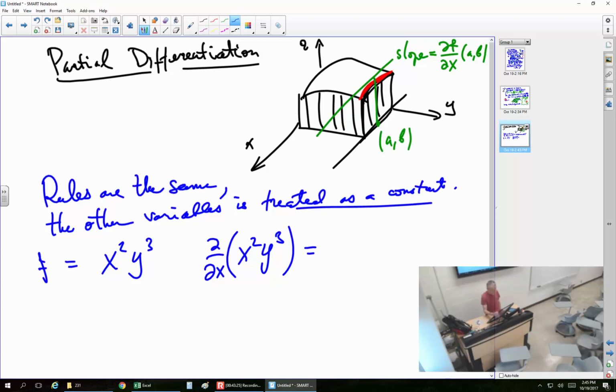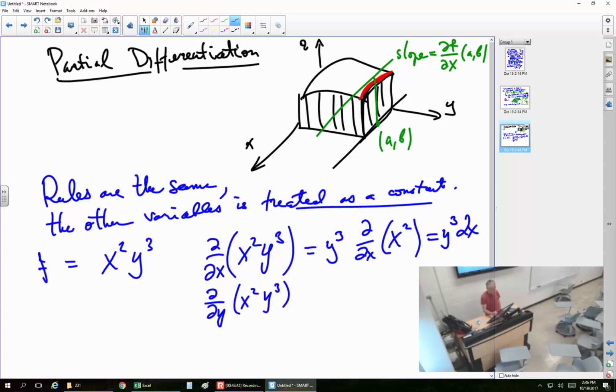So I simply factor y cubed out, and I'm left with, if I can, sometimes I cannot, and I end up with this. So it will be y cubed 2x. Okay? Similarly, if I do differentiation with respect to y, now this time you have to switch in your head what is constant and what is the variable. So now x squared is my constant. Okay? So it is x squared 3y squared.